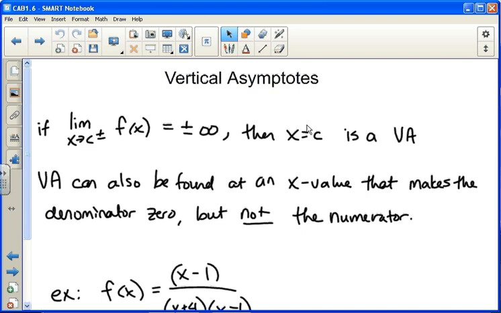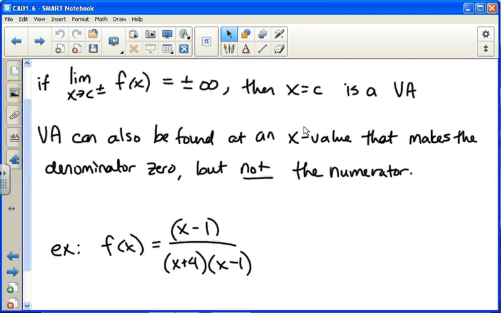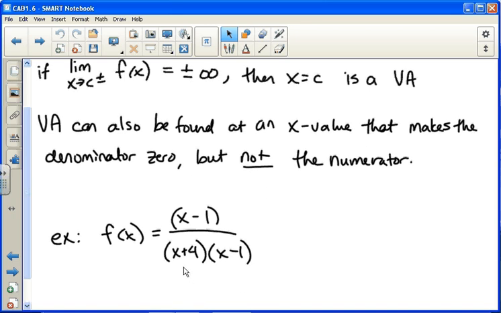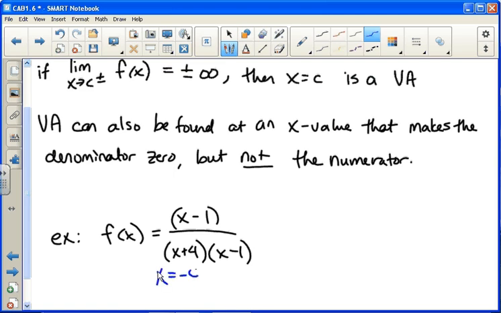Now, as far as finding vertical asymptotes with an equation, vertical asymptotes can be found at the x value that makes the denominator 0 but not the numerator. So it makes the denominator 0 but not the numerator. So for example, as you look at this example right here, there are two values that will make the denominator 0. Negative 4 is one of them, and positive 1 is the other.